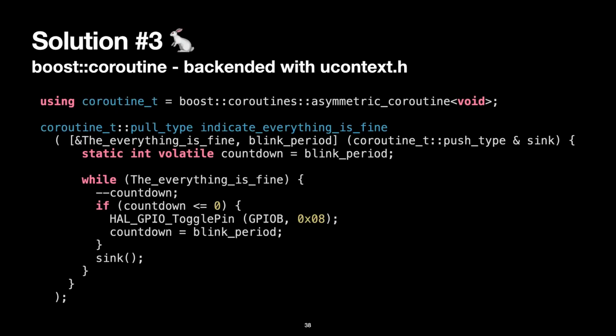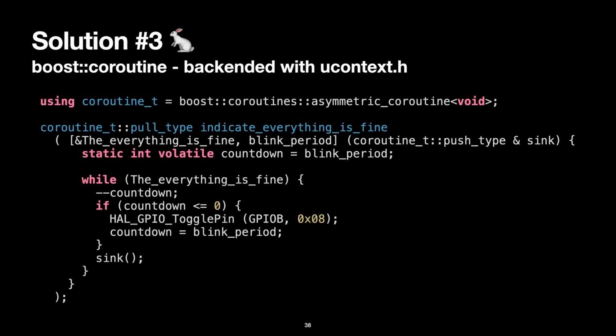The third solution is Boost Coroutine. Boost Coroutine secretly uses Unix context, and Unix context were going to be a thing, but most everybody decided, hey, thread's better and we should be using thread.